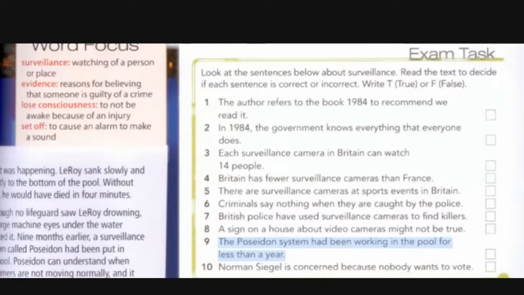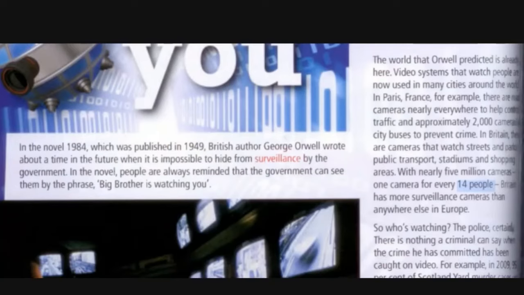Number 10, everyone do together. If you already have your answer, please type in the chat. Vincent says number 3 is true: each surveillance camera in Britain can watch 14 people. Vincent, can you tell me where you got the answer? It talks about 14 people here, so it must be this paragraph, right? With nearly 5 million cameras, one camera for 14 people.